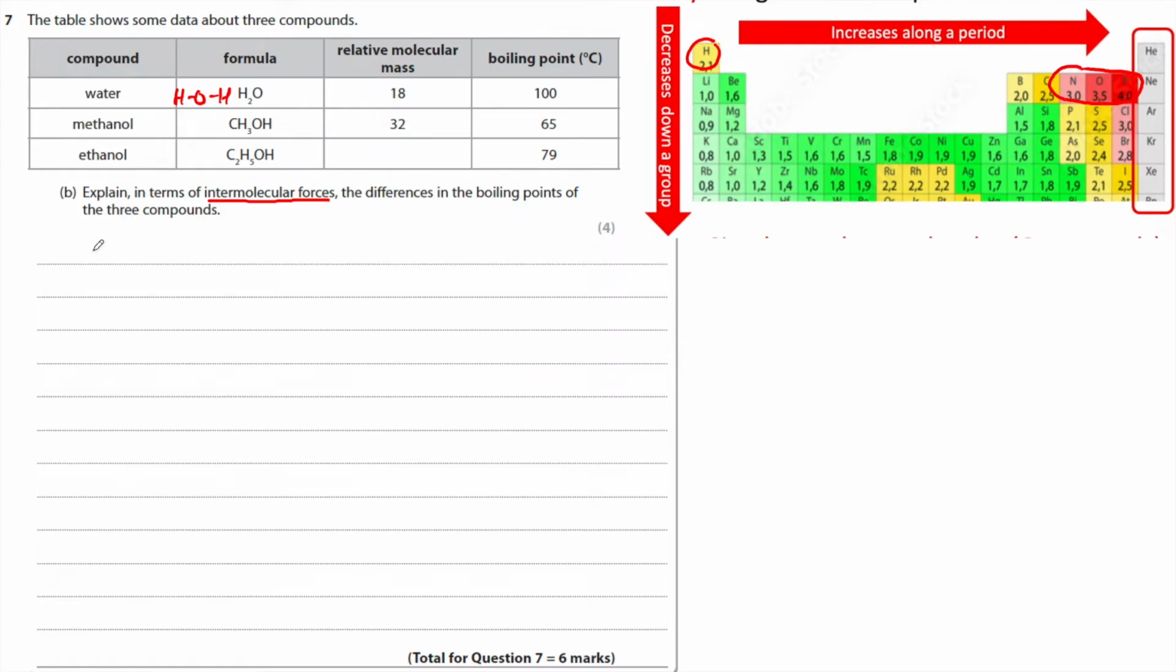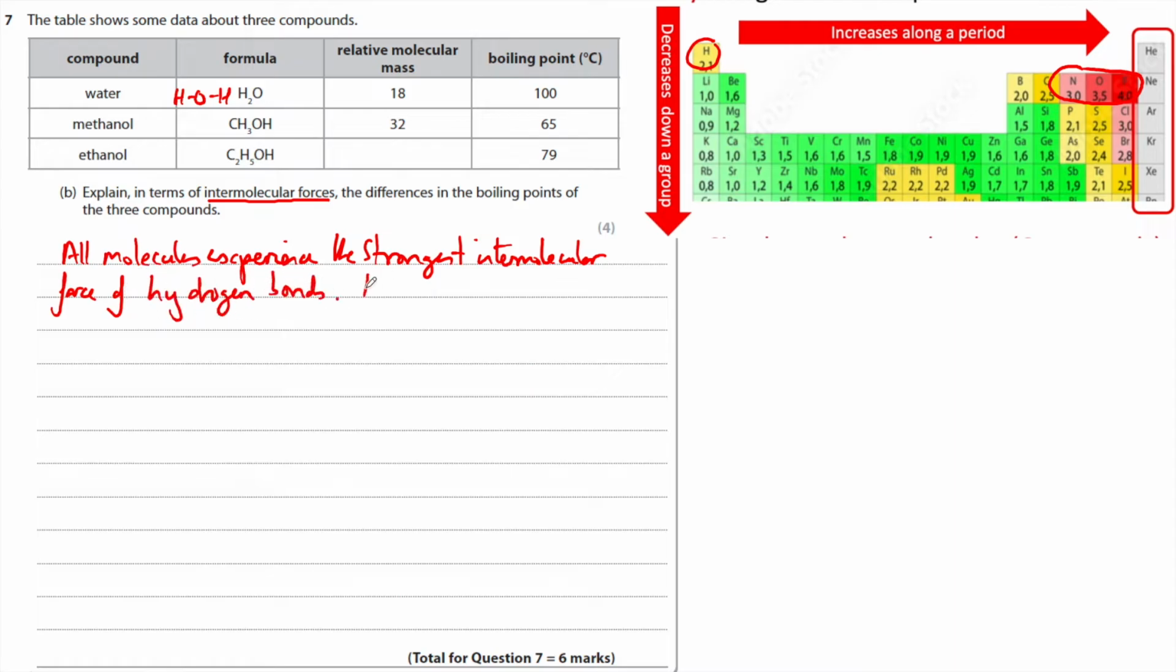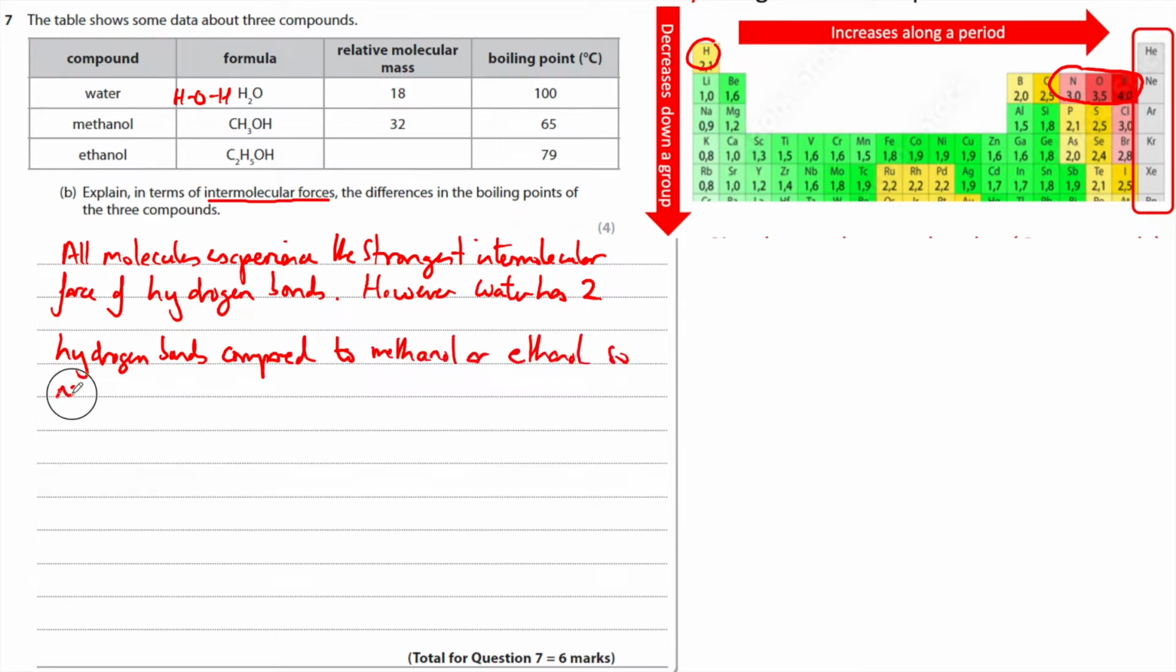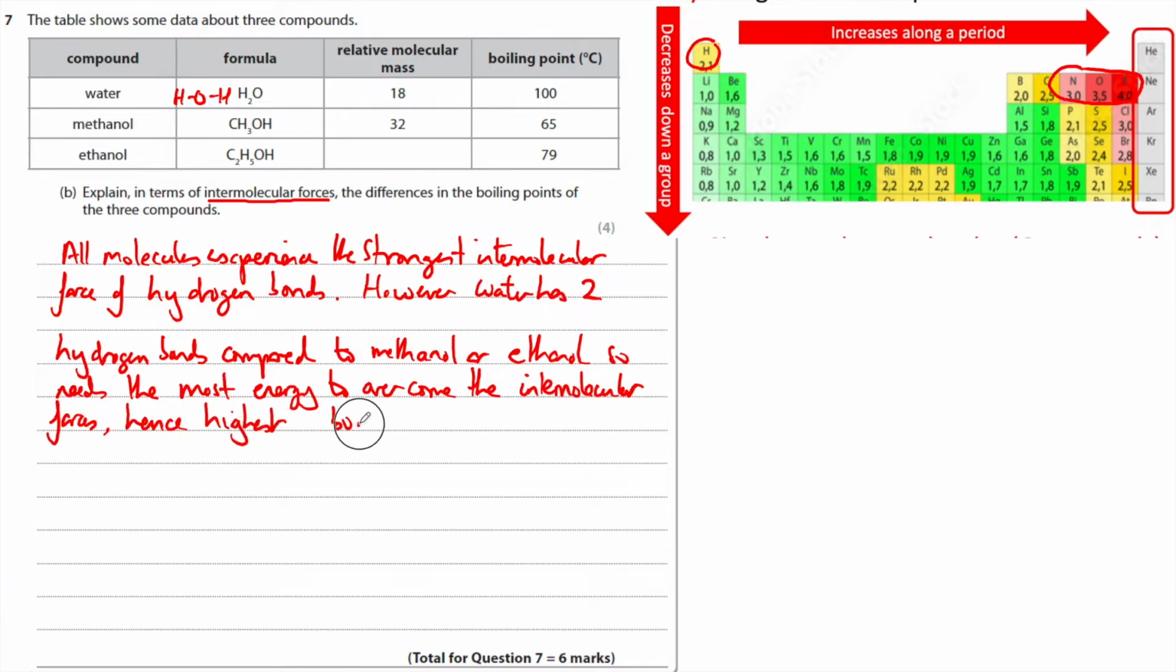So I'll now model what I would say in this exam question. All molecules experience the strongest intermolecular force of hydrogen bonds. However, water has 2 hydrogen bonds compared to methanol or ethanol, so needs the most energy to overcome the intermolecular forces. Hence highest boiling point.